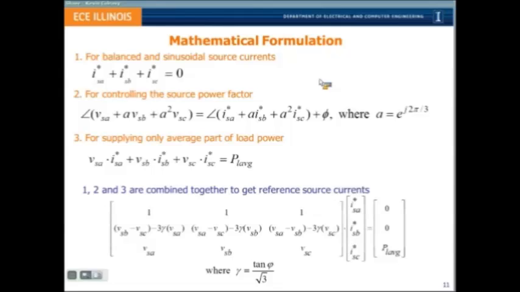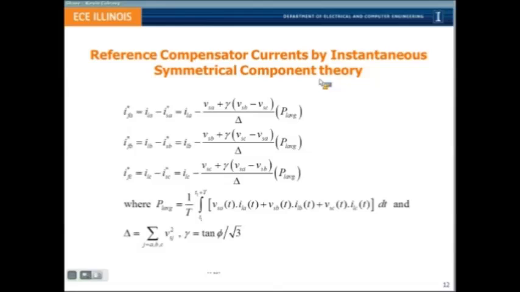But for controlling the source power factor, we use the fundamental positive sequence. We can define the positive sequence voltage as 1 times va plus a times vb plus a squared times vc, where a is defined as this. And then we impose this power factor relationship, where phi is the cosine inverse of the power factor, in other words the power factor angle. And the source is made to supply only the average component. Once these three conditions are ensured, we combine them in this matrix form, and this is the final result.